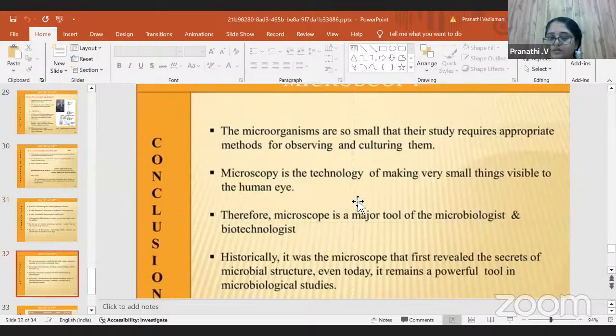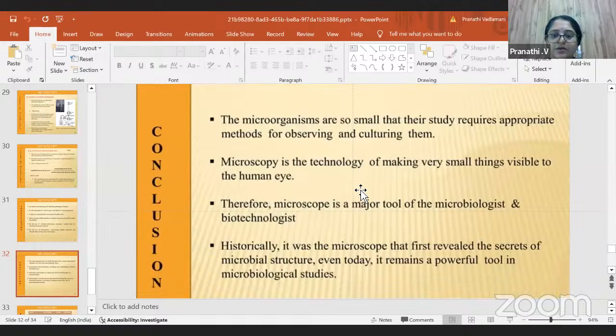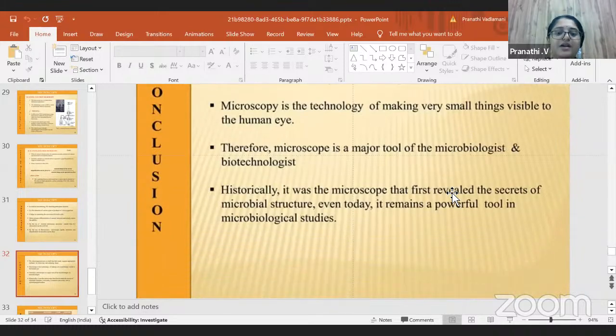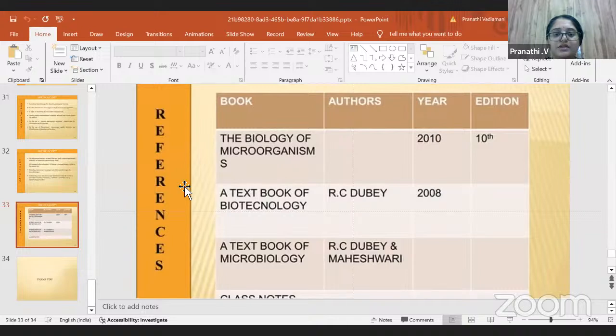If some microorganisms are small, to properly study the different microorganisms you need to culture them, and for that you need proper culturing methods also, so you will be able to see a better image of the microorganisms. So this is all about the basic microscopy. In fact, it was the microscope that helped us know the insides of almost all the cells as of today. So this is about the microscope.